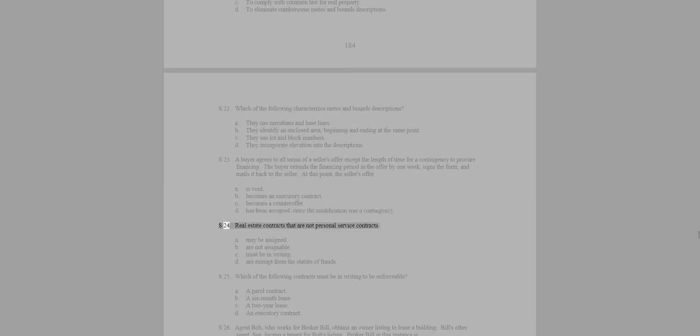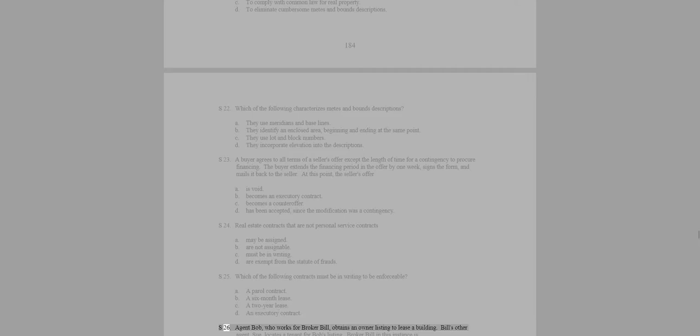S24. Real estate contracts that are not personal service contracts: A. may be assigned. B. are not assignable. C. must be in writing. D. are exempt from the statute of frauds. S25. Which of the following contracts must be in writing to be enforceable? A. A parol contract. B. A 6-month lease. C. A 2-year lease. D. An executory contract.